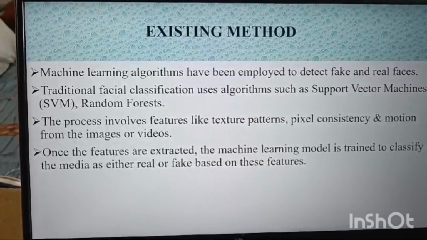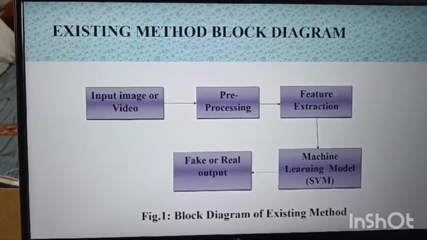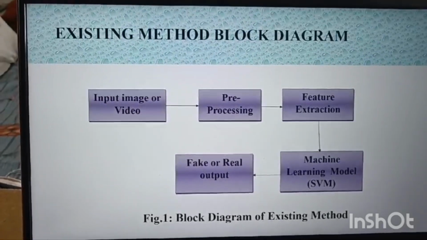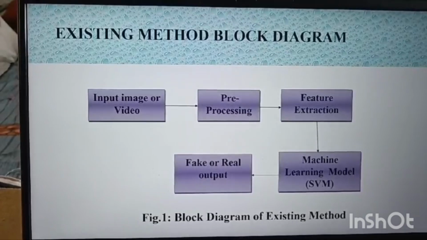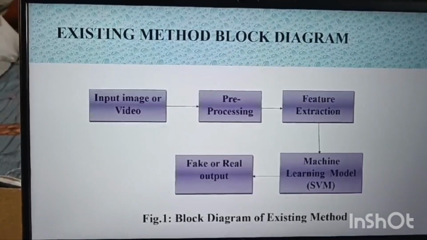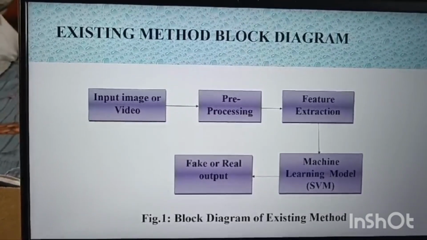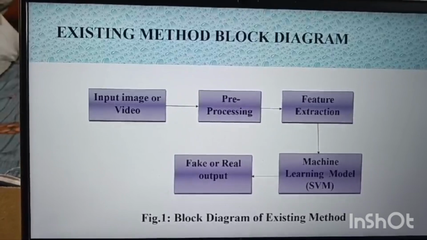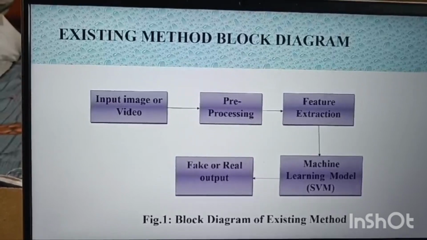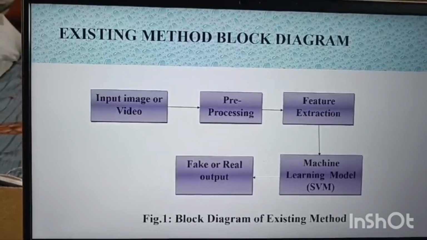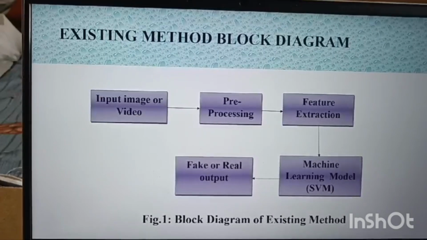And coming to the existing block diagram, an input image or video is given to the pre-processing, and that is given to the feature extraction, and then we get a machine learning model, SVM, that outputs a fake or real image. And this is the block diagram for the existing method.